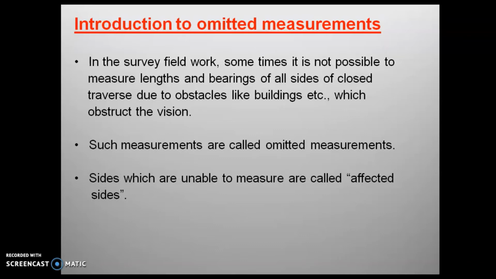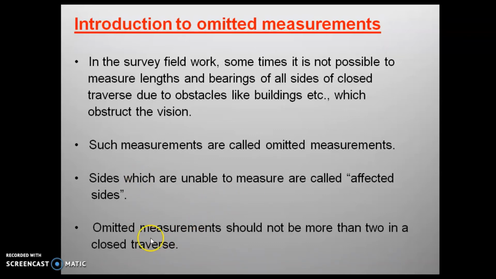Sides which are unable to measure are called effective sides. Next, omitted measurements should not be more than 2 in a closed traverse. Suppose you are running a closed traverse with 5 legs or 10 legs or anything, in that particular loop, not more than 2 measurements should be omitted. Then in that situation only you can measure.